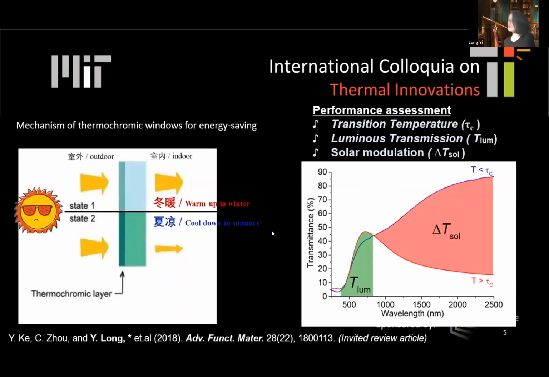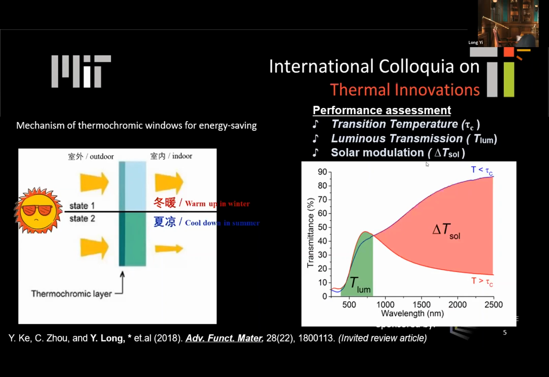In thermochromic, the principle is very, very simple. We just let the solar transmission come in and warm up the house, and in the summertime, we want to block the sunlight. It's very straightforward. But please bear this in mind, the performance assessment. So far we have a big three things. The first is transition temperature, because we need this temperature to be reasonable, so about 30 degrees should be very good. So transition temperature, this is number one.